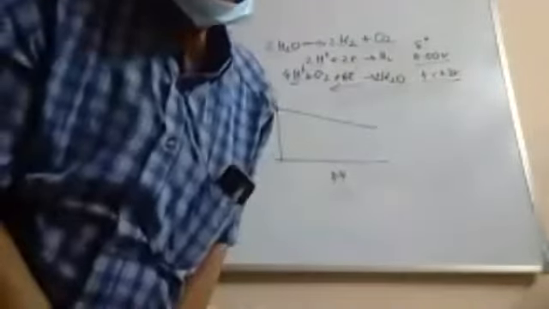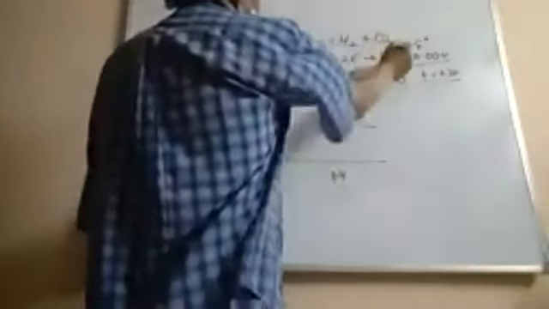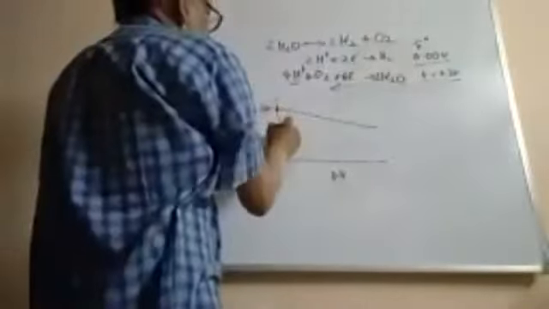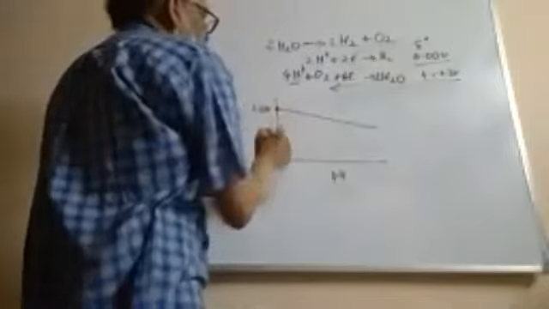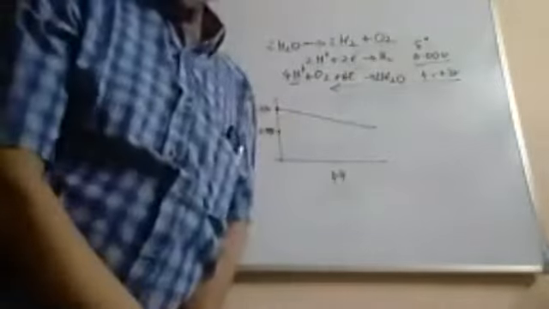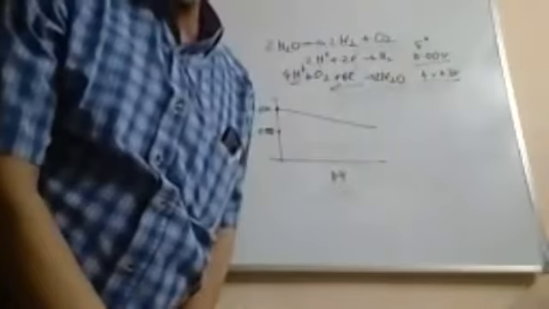All right. Now, if you look at the first reaction, 2H plus plus 2 electrons giving H2, the standard state potential is 0.0. What happens to this potential when you increase the pH?